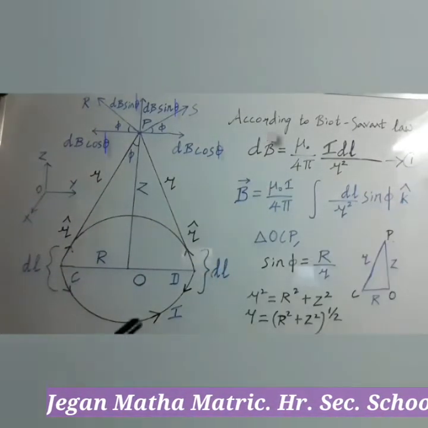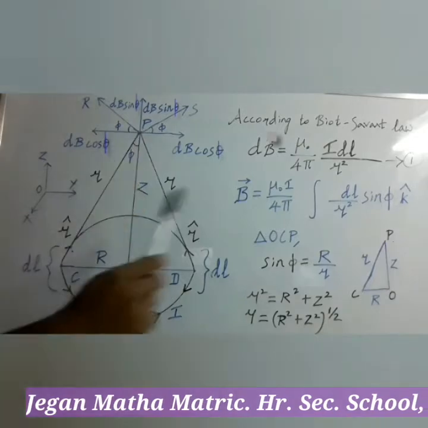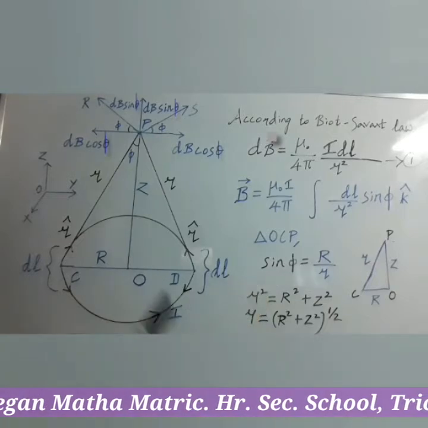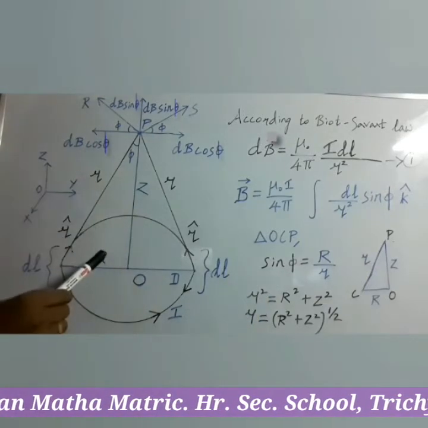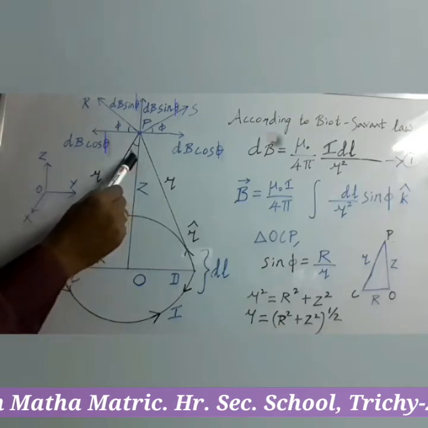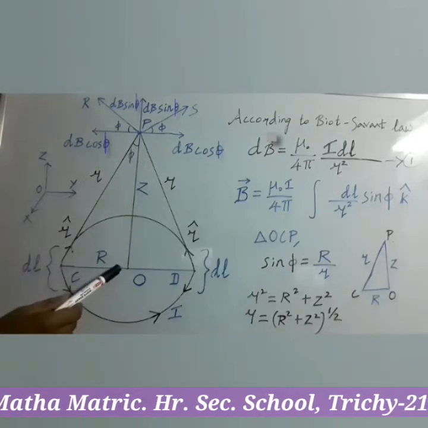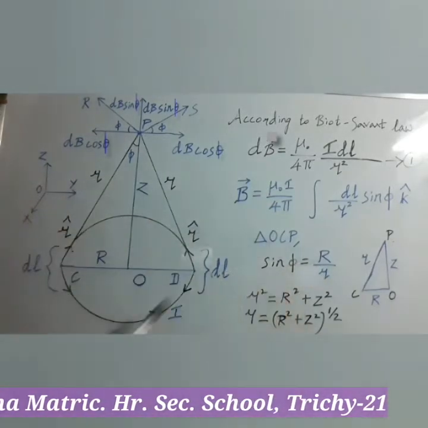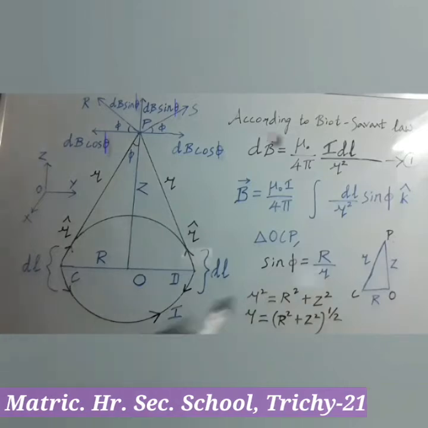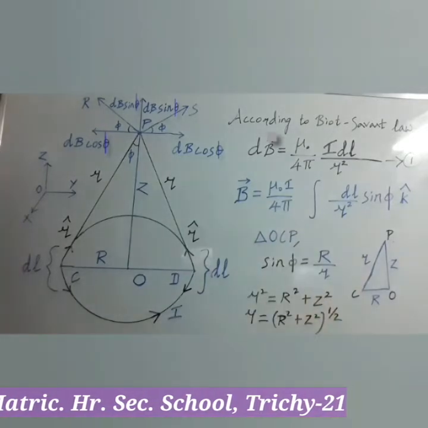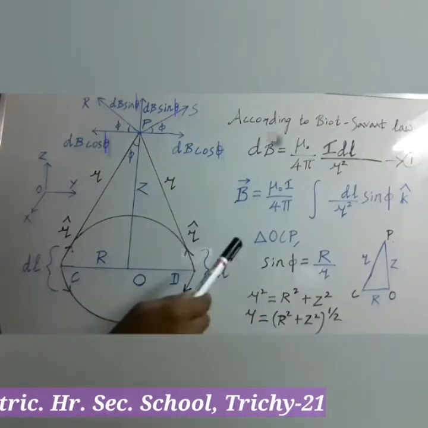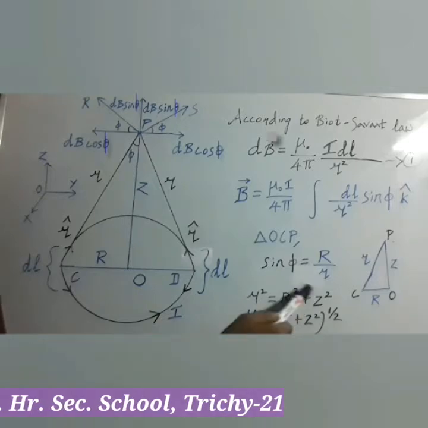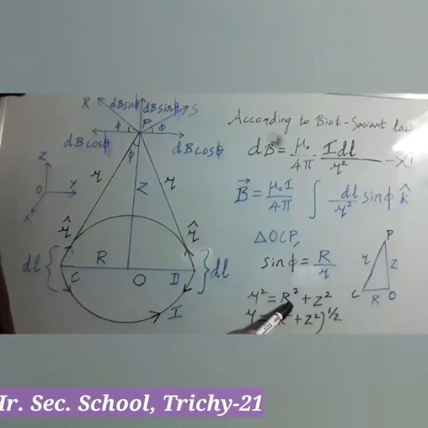Now we can take the triangle OCP. In the triangle OCP, I am going to find the sin phi value. What is the formula for sin theta? Opposite side by hypotenuse. What is opposite to the angle phi? R, capital R. So capital R divided by the hypotenuse, which is small r. So capital R by small r is the sin phi value. We can find the value of the hypotenuse small r using the Pythagoras theorem. Hypotenuse square, that is r square, is equal to the sum of the squares of the other two sides, that is capital R square plus Z square.